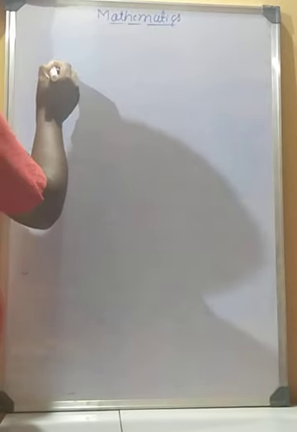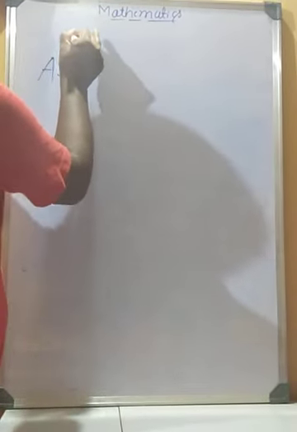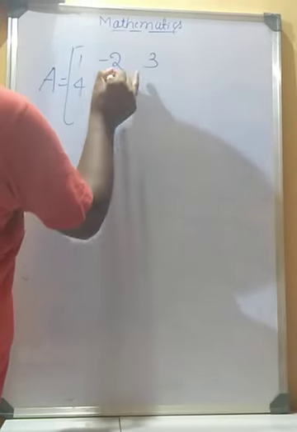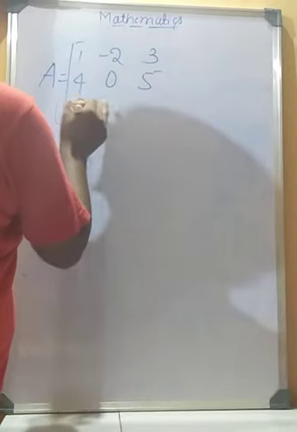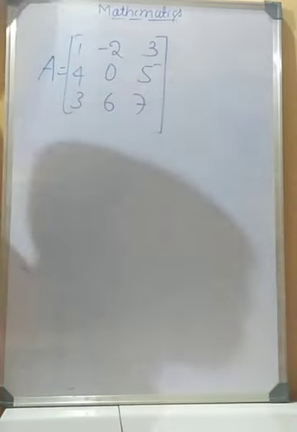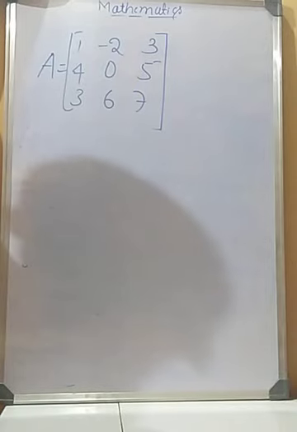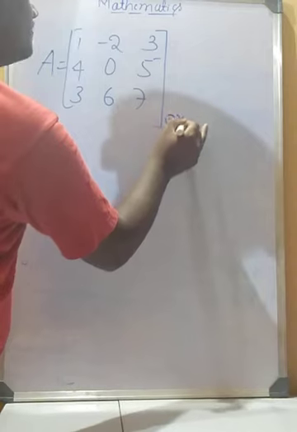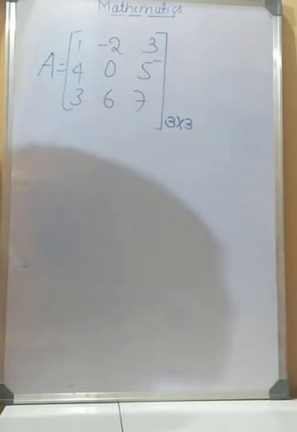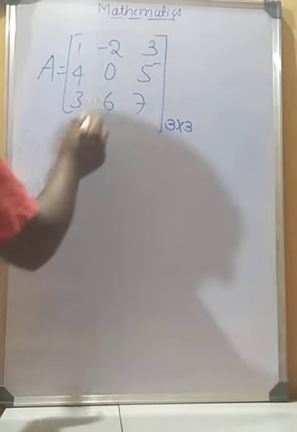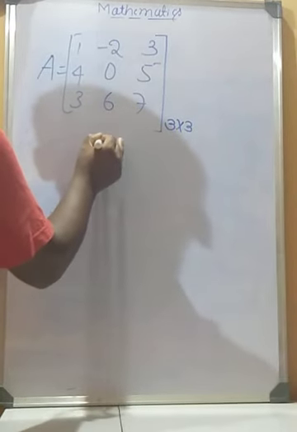In the following matrix, A equal to 1, -2, 3, 4, 0, 5, 3, 6, 7. In matrix A, write the order of this matrix. What is the order of this matrix? It is 3 cross 3, and write the number of elements. Total number of elements is 9.